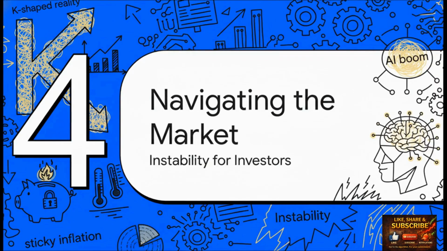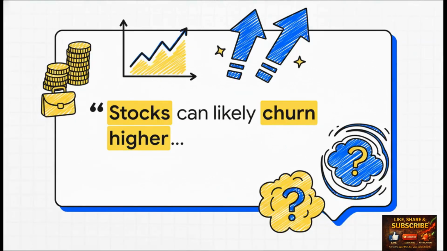So let's pull all these threads together. We've got a K-shaped reality, we've got sticky inflation, and we've got this wild AI boom. What does all this instability actually mean for the market and for all of us as investors? Well, the general outlook is actually cautiously optimistic. With corporate earnings looking pretty solid, the analysis suggests that stocks can keep grinding their way higher, but, and this is the really important part, it is not going to be a smooth ride.